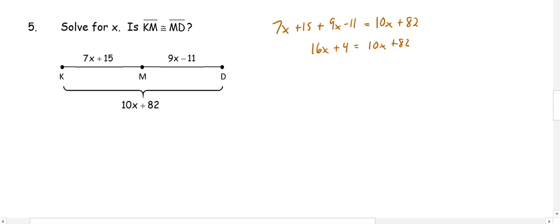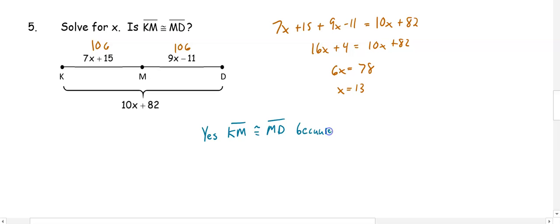So we can subtract 4 on both sides and 10x on both sides. So we get 6x is equal to 78. When we divide by 6, x is 13. So we can substitute that back in. So 7 times 13 plus 15 is 106, and 9 times 13 minus 11 is also 106. So are those congruent? Yes. KM is congruent to MD because the segments have the same length.